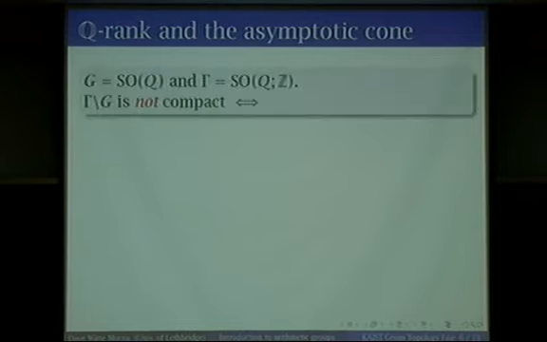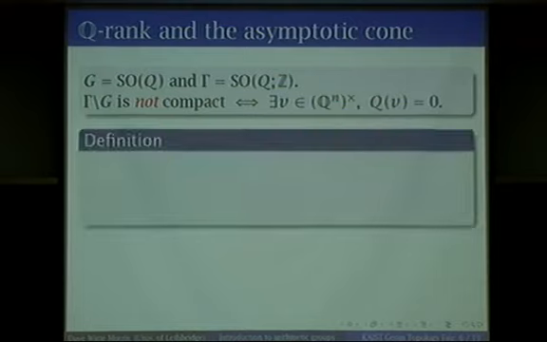But first, let me remind you what I've been doing so far. We have this condition for when G mod gamma is not compact. It's not compact if and only if there's a sequence of unipotents. But today we got one that works better in practice: if there's an isotropic vector, then it's not compact. So isotropic vectors are important. That's what I've tried to emphasize at this point.